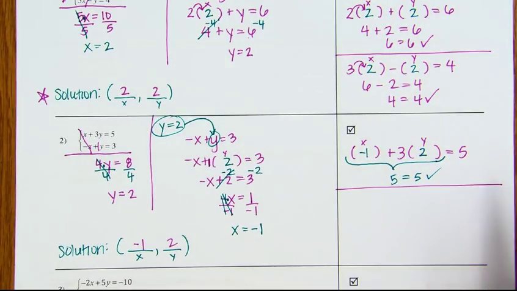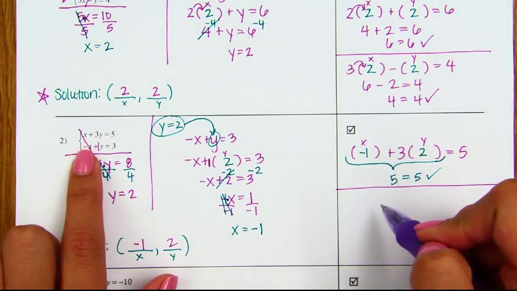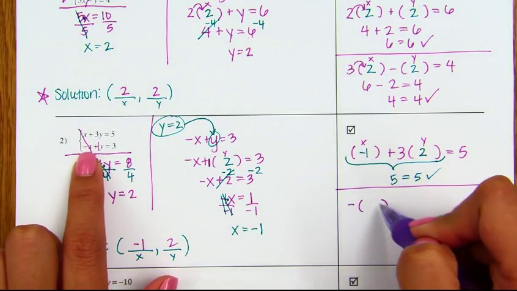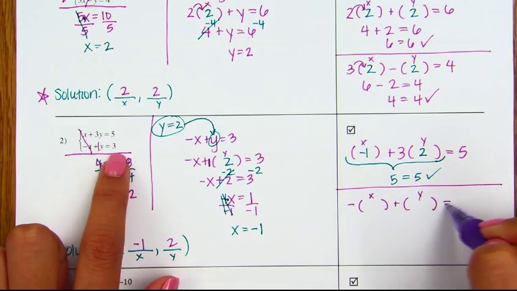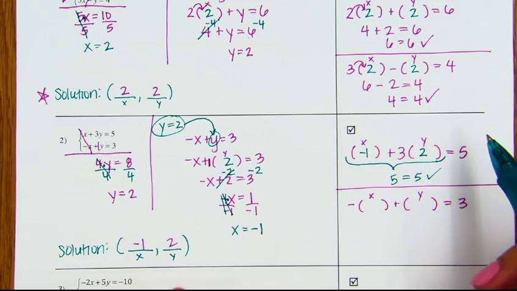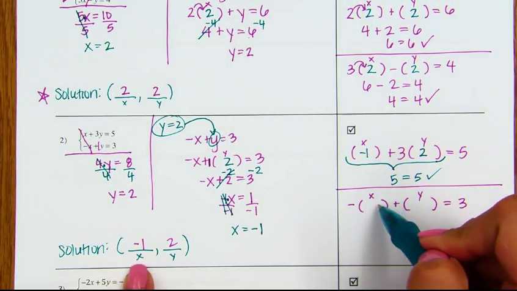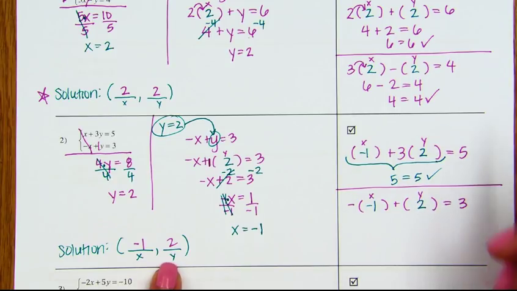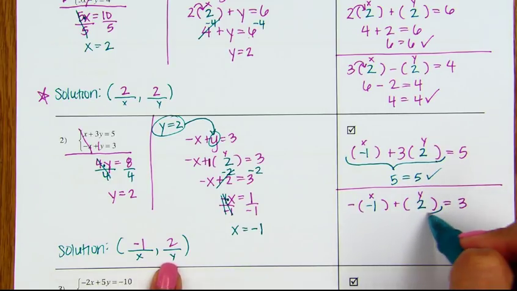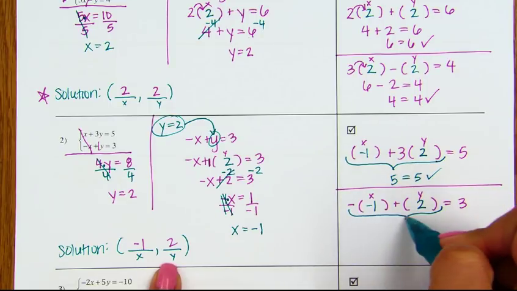Okay, so now let's go ahead and check the other equation, because remember, it's important that it works for both, not just one. So for the second equation, we have negative x plus y, and it should equal 3. Using the solution I came up with, x is a -1, y is a 2.